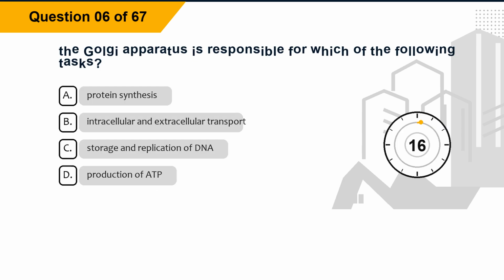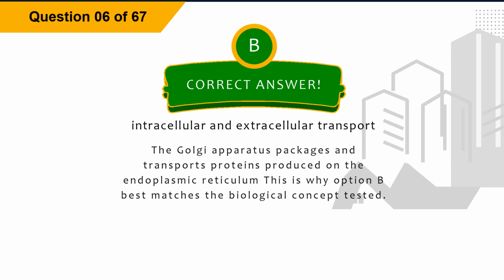Question 6. The Golgi apparatus is responsible for which of the following tasks? Option A, protein synthesis. Option B, intracellular and extracellular transport. Option C, storage and replication of DNA. Option D, production of ADP. The correct answer is option B, intracellular and extracellular transport. Explanation. The Golgi apparatus packages and transports proteins produced on the endoplasmic reticulum. This is why option B best matches the biological concept tested.